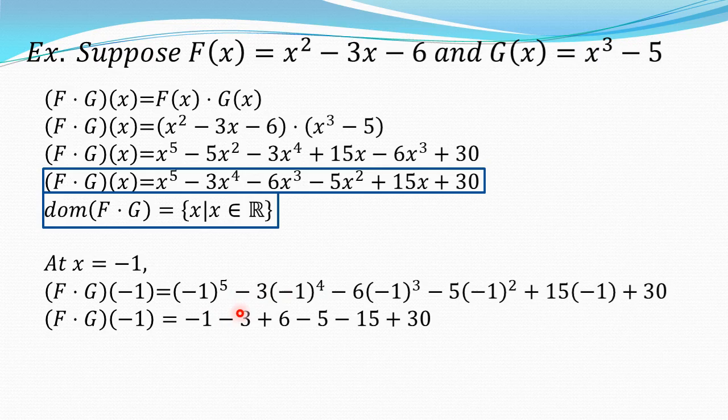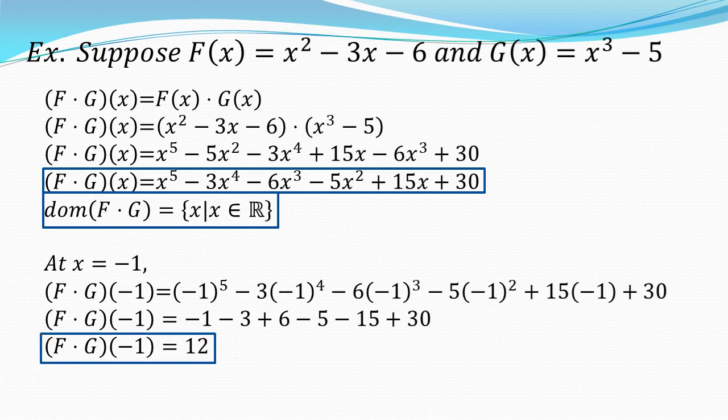So negative 3 maintains the sign. This is going to be negative 1 times negative 6. That's why it's positive. So negative 5, negative 15, and positive 30. So we add and subtract. We get f times g of negative 1 is equal to 12. That's your final answer.